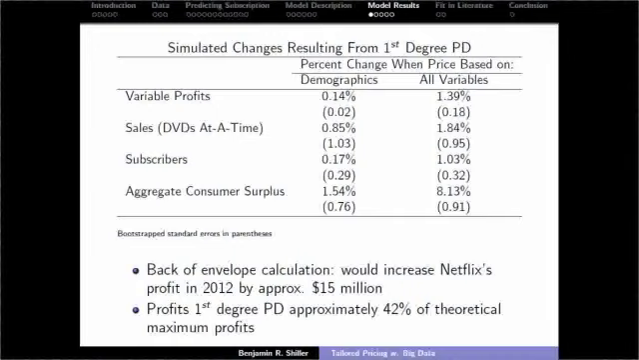So maybe when I show you the price distribution, that might help clarify. Okay, so basically for Netflix in 2012, I predicted this strategy would raise profits by $15 million. Should be enough to implement this pricing scheme if they wanted to. But still, it's leaving a lot of money on the table. Only 42% of the area under the demand curve is captured by Netflix.